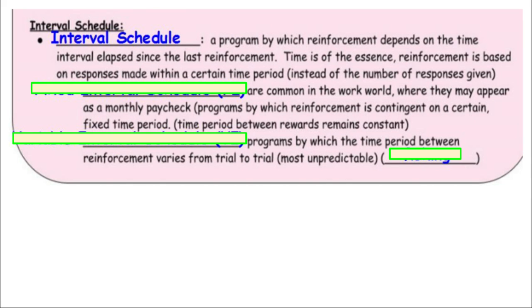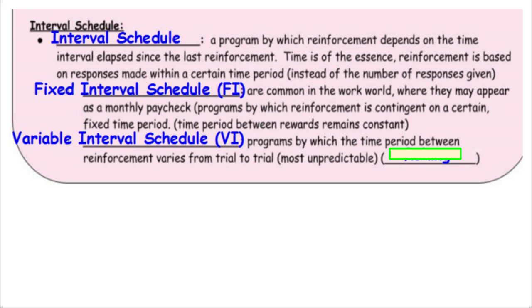All right, interval schedules. This is a program by which the reinforcement depends on the time interval elapsed since the last reinforcement. Time is of the essence. Reinforcement is based on responses made within a certain time period instead of a number of responses given. And so fixed intervals, or your FI, are common in the work world, where they may appear as a monthly paycheck, a program by which the reinforcement is contingent on a certain fixed period of time. The time period between the rewards remains constant.